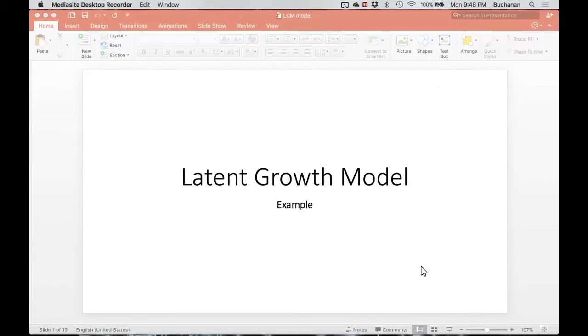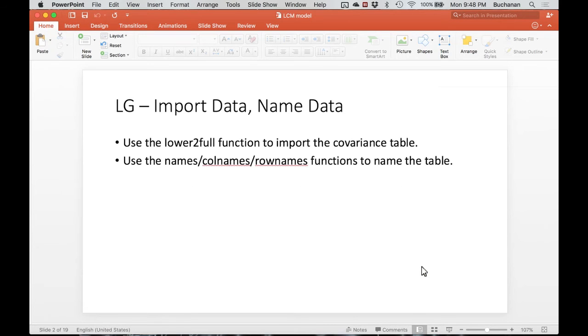Latent growth curves are next on our list of examples to work through. So we're going to look at how to work one of these through the different steps, with the reminder that in this particular model we start with the most restrictive and work our way to the least restrictive, whereas in multi-group models we work from least restrictive to most. So we should see improvements as we go through these models versus multi-group models where they tend to decrease in fit. So we're going to first import the data and name the data.